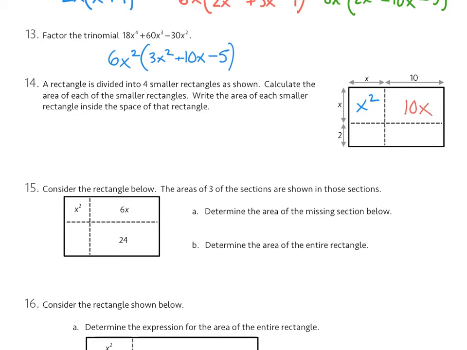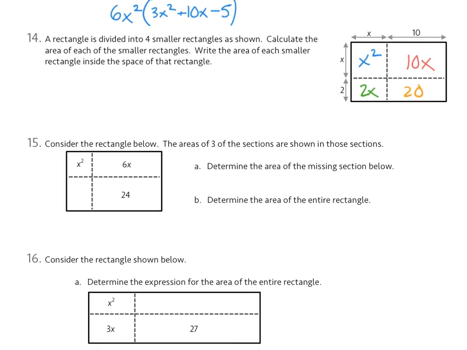Now let's look at this rectangle. 2 times this is its area, and this length is the same as this one, so that's x. 2 times x is that area, 2x. And then finally, this rectangle, this dimension is the same as this one, so it's 2. And then this has the same length as this one, 10. 2 times 10. 2 times 10 is 20. Now I can move on to 15.